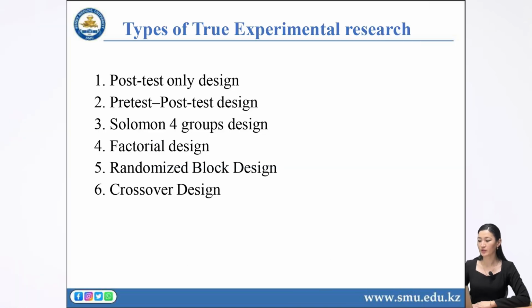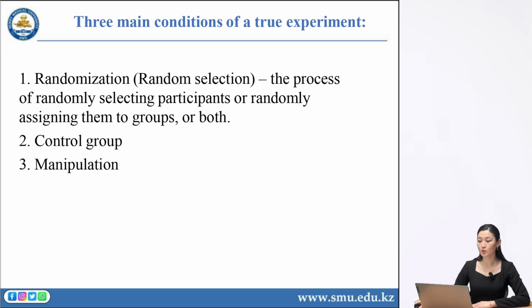Types of true experimental research. There are 6 types of true experimental research: post-test only design, pre-test post-test design, Solomon's 4 groups design, factorial design, randomized block design, crossover design. The true experimental design is the gold standard in medical research. It includes all 3 key elements: manipulation, control, and randomization.